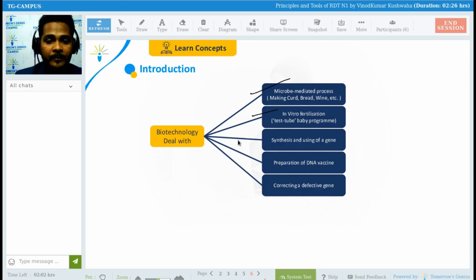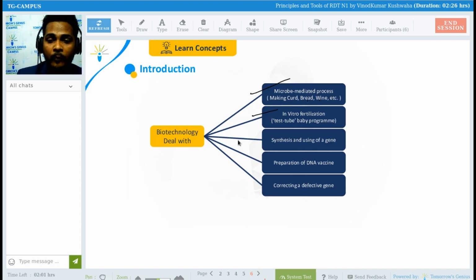So that is in vitro fertilization. Then synthesis and use of genes: any gene, if you are interested, you can synthesize and use that gene to incorporate into other organisms. So it also deals with the synthesis and use of genes. Preparation of DNA vaccines: nowadays, you might have heard about the COVID-19 vaccine. A lot of vaccines are prepared from DNA only. So it also deals with DNA vaccines. Correcting a defective gene: suppose in the human body or any organism, any gene is defective. That defective gene can easily be removed by this biotechnological process.